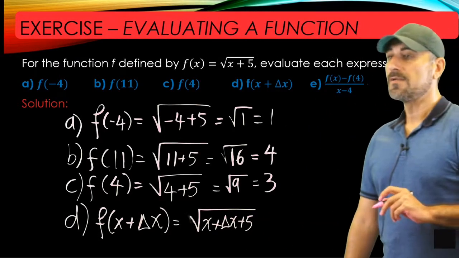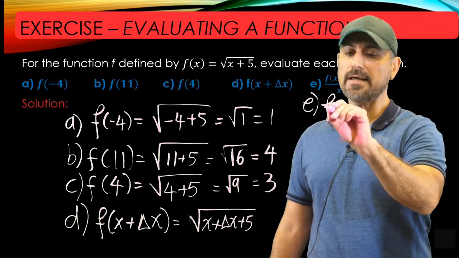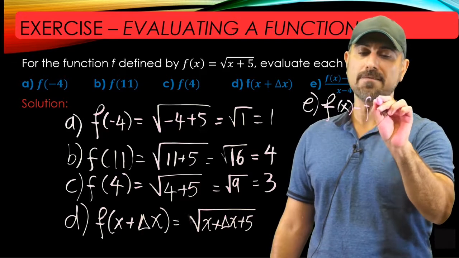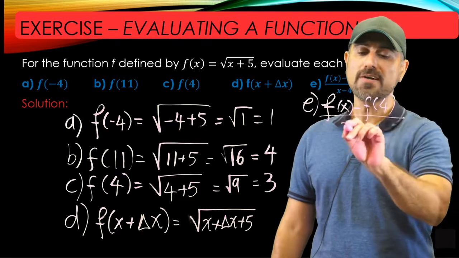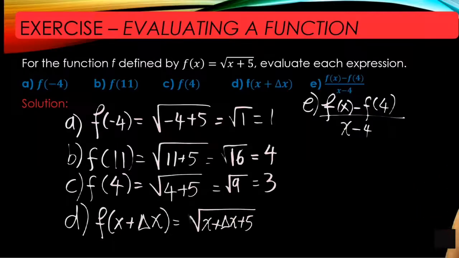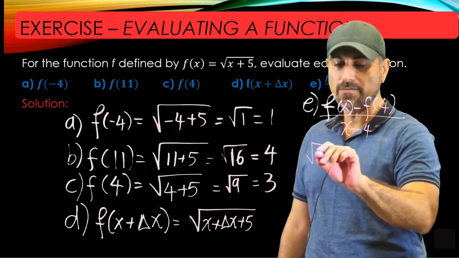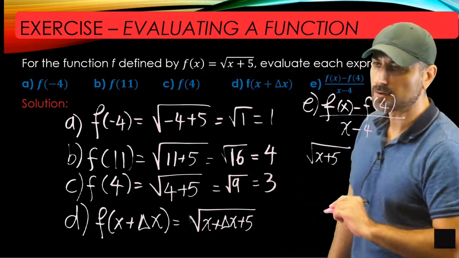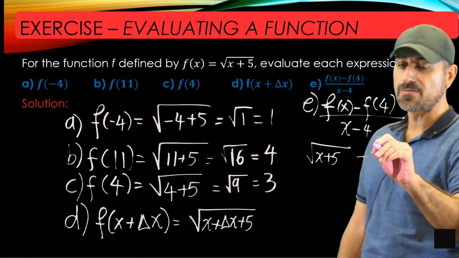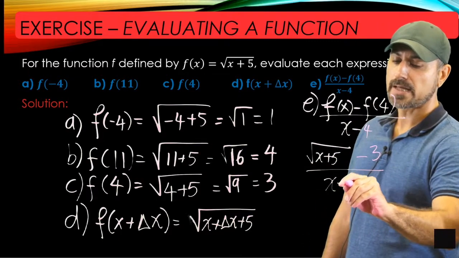Finally, in part E, we're looking at f of x minus f of 4, all divided by x minus 4, while f of x is just given as the square root of x plus 5. So we just carry that forward. F of 4 is 3, so why don't we use that? And then divided by x minus 4.